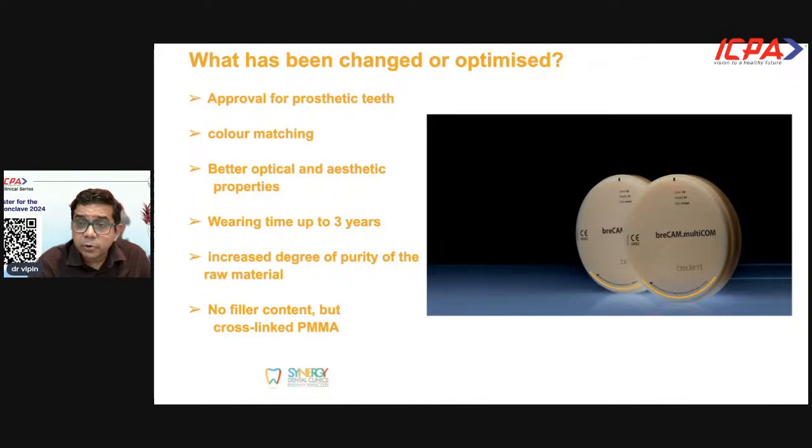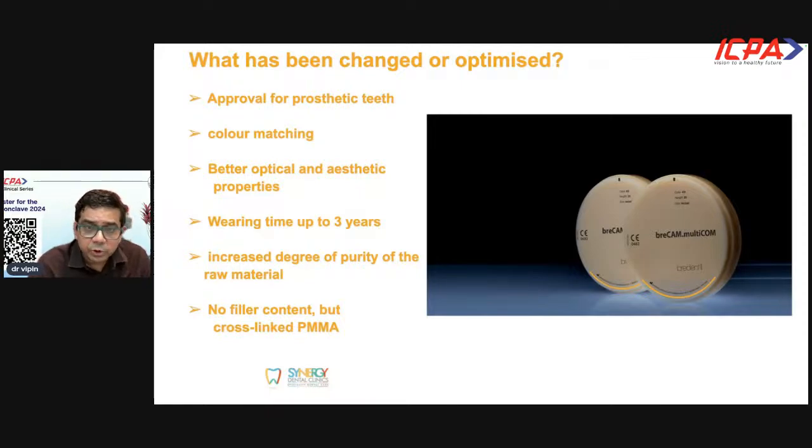Wearing time is up to 3 years. What does this mean? They are long-term temporaries. You can keep them in the patient's mouth for at least 2 to 3 years. I will not say always 3 years. You can keep it in the patient's mouth, even the full mouth prosthesis, for 2 years.